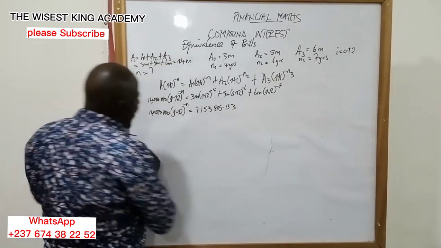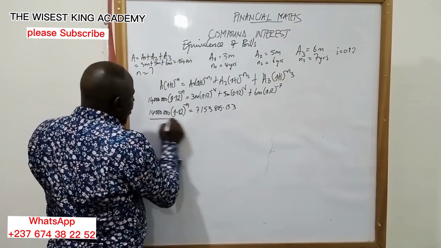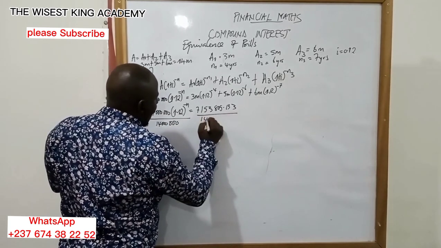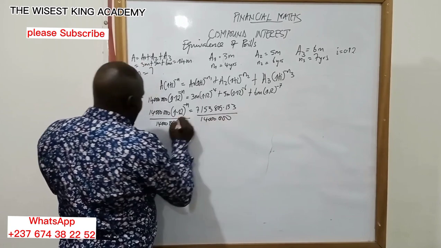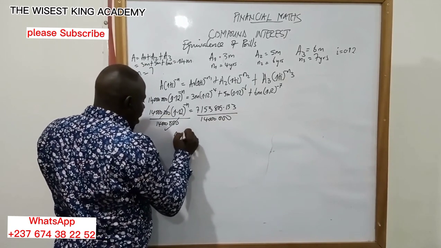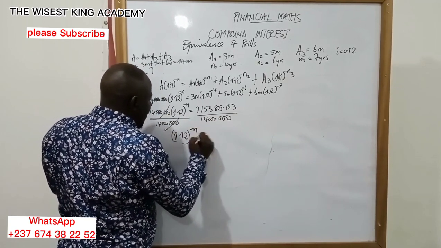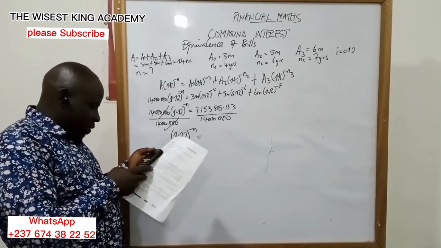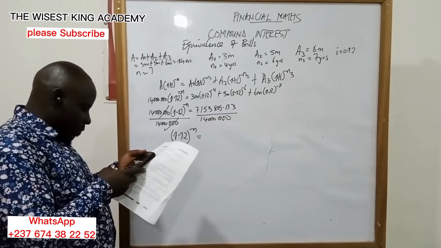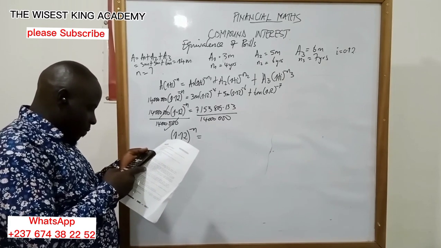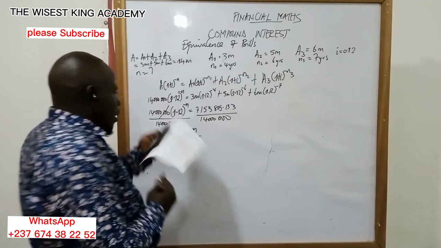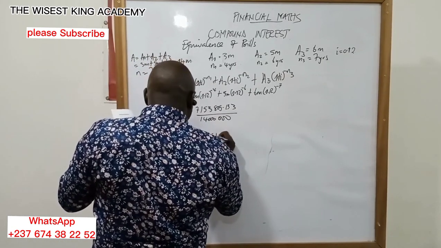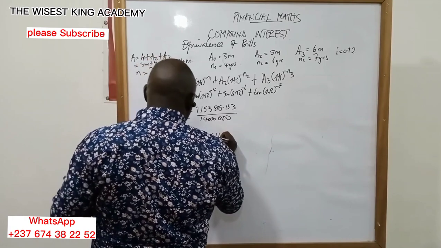So let's divide both sides by 14 million. We're going to have 1.12 raised to the power negative n equal to this answer divided by 14 million. That's going to give 0.511. I've taken it to three decimal places.